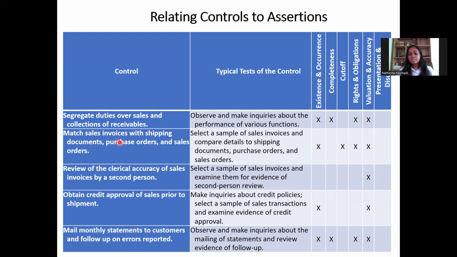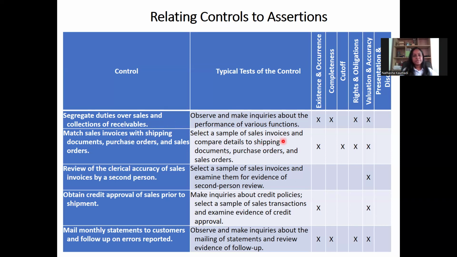Match sales invoices with shipping documents, purchase order, and sales order. When you are issuing a sales invoice, you have to compare it with the shipping documents, goods dispatch notes, purchase order, and sales order. Purchase order means the order you took from the customer. For them, it's a purchase order, and then it becomes the sales order for you. You are checking all these documents. What is the amount they have requested? What is the amount we have recorded in the sales order? What is the amount we have dispatched? And then what is the amount we have invoiced? How can we test this?